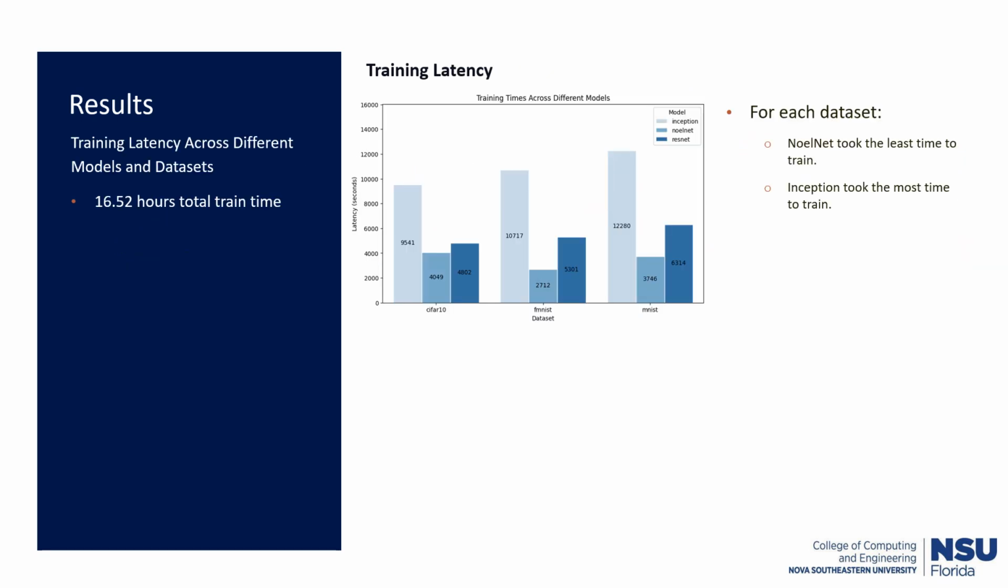In terms of the training latency, we see that NoelNet took the least time to train because it is a smaller ConvNet, while Inception took the most time to train. As a matter of fact, Inception took almost twice as much as ResNet in every case.